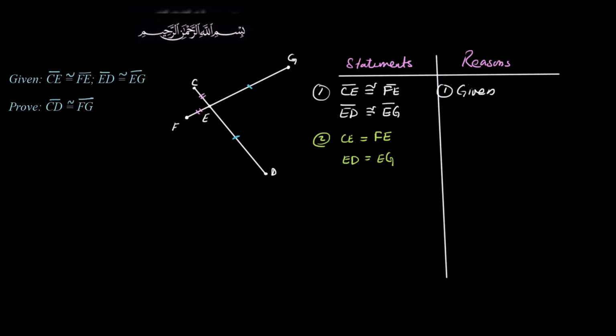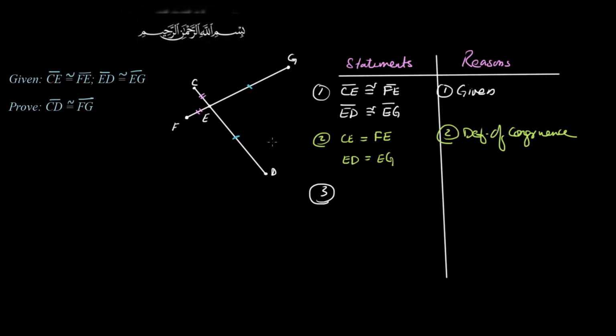Okay, so big deal, you say. Well, hold on. Why is this true? How do I know that CE is equal to FE from this? Well, that's just the definition of congruence. The definition of congruent segments, or you can just say definition of congruence, because it's assumed you're talking about segments. So, definition of congruence. Okay, well, what do I do now? Now I'm going to start using my segment addition postulate.